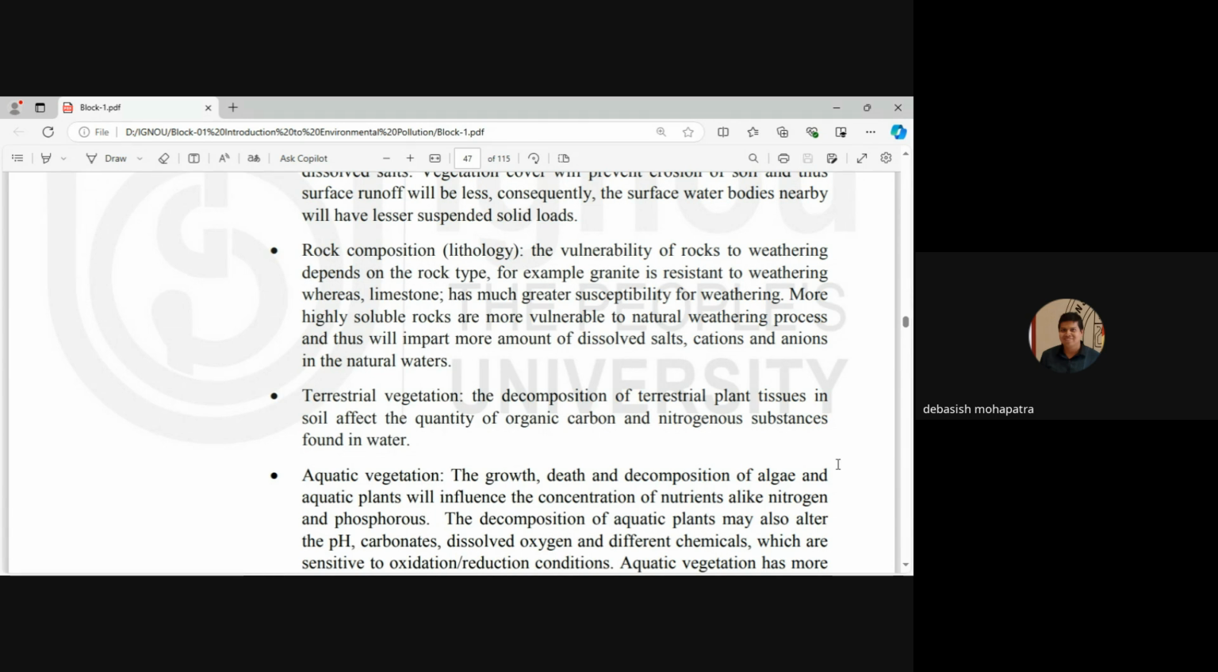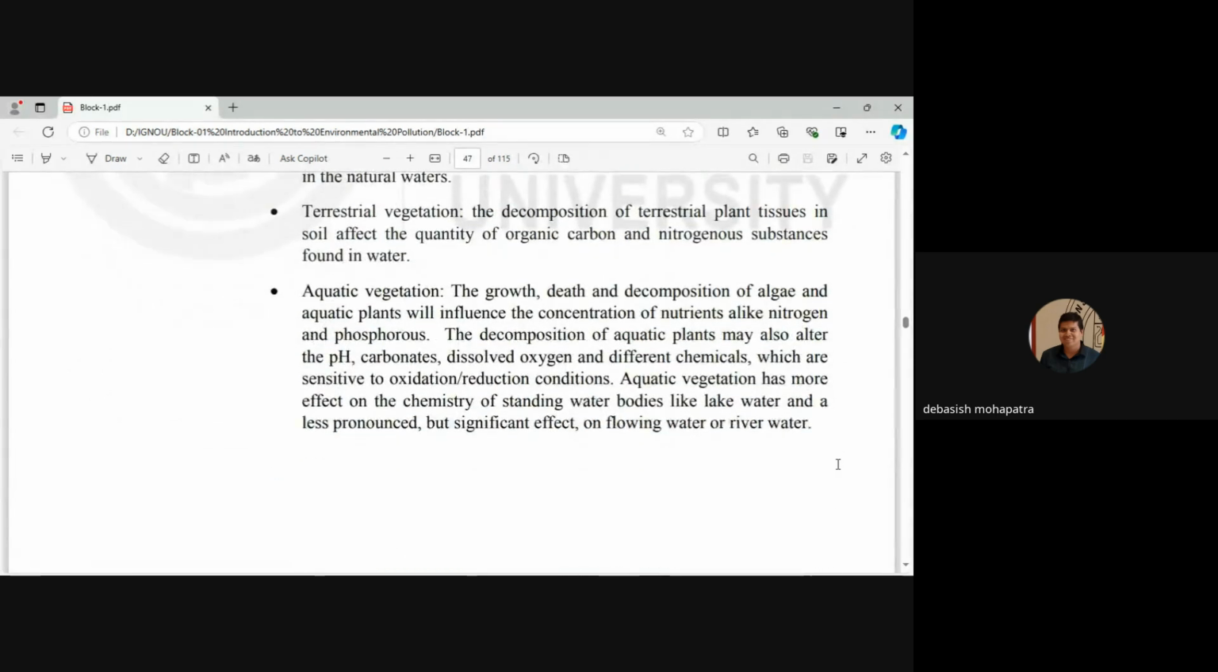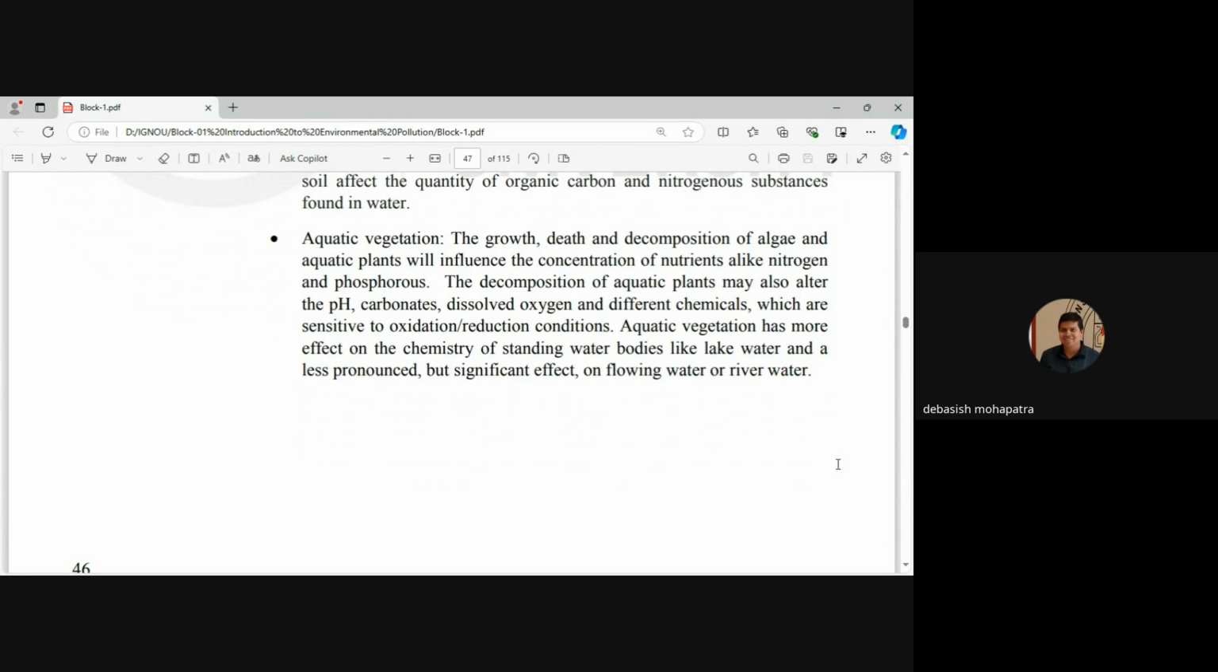Then aquatic vegetation: the growth, death and decomposition of algae and aquatic plants will influence the concentration of nutrients like nitrogen and phosphorus. The decomposition of aquatic plants may also alter the pH, carbonates, dissolved oxygen and different chemicals which are sensitive to oxidation reduction conditions. Aquatic vegetation has more effect on the chemistry of standing water bodies like lake waters, and a less pronounced but significant effect on flowing water or river water.